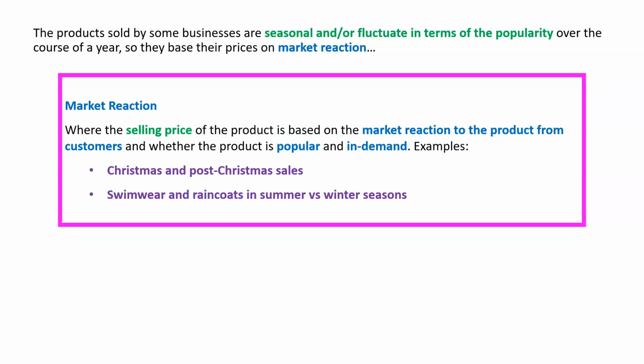A very classic example is, if you want to buy swimwear, you buy it in winter because it's cheaper. And likewise, if you want to buy a raincoat, you would buy it in summer because they're selling less of them, there's less market demand, so therefore it would be cheaper.